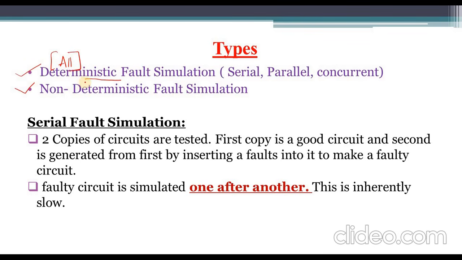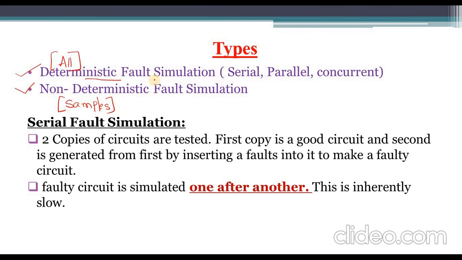In deterministic fault simulation, we test each and every component in the digital design. Whereas in non-deterministic fault simulation, we are going to select some samples and test only those. So in deterministic we test all the components, whereas in non-deterministic we test some components in the digital design, in order to identify the faults.